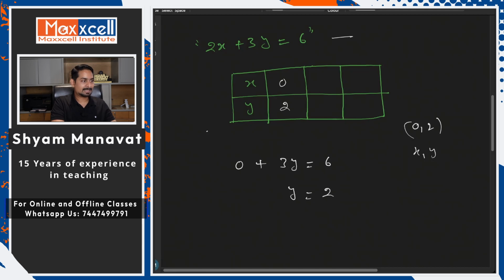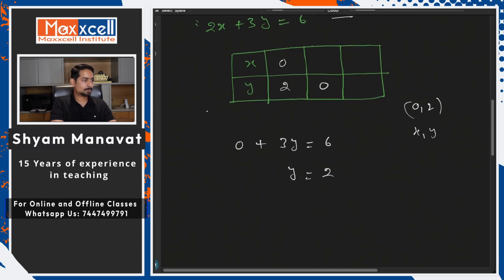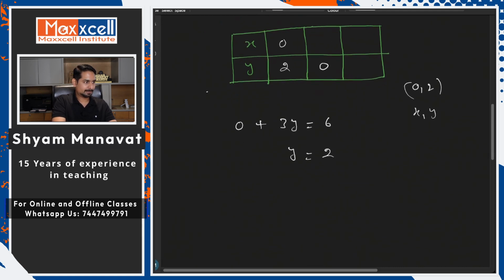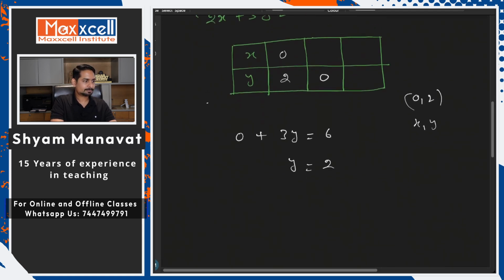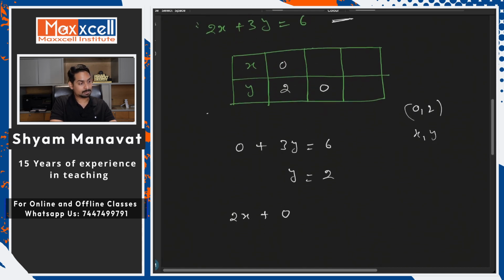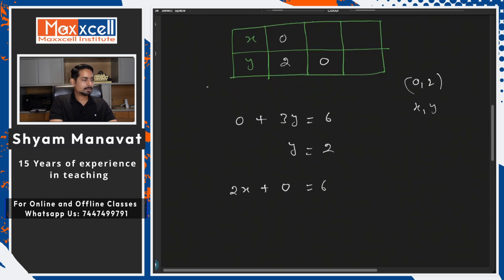So if I substitute y equal to 0, this is the easiest way, no? Substitute x equal to 0 and then substitute y equal to 0, and you will get the second point. When you substitute y equal to 0 in the original equation, you get 2x, and 3 into 0 is also 0, equal to 6. So x is equal to 3. The other point you got is 3 comma 0, x comma y.